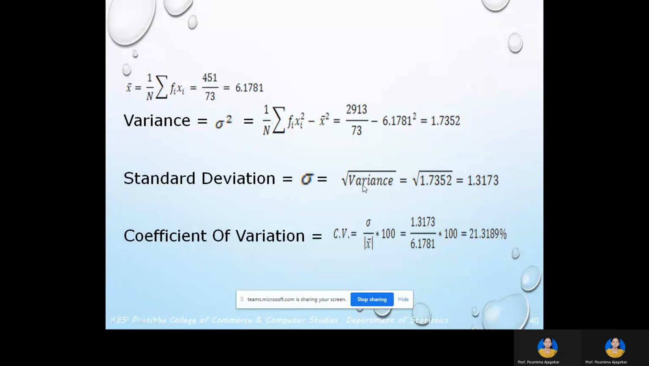And then, as variance is the square of the standard deviation, the standard deviation will be the square root of the variance. So we get standard deviation, square root of variance, equal to 1.3173. And then coefficient of variation CV is equal to standard deviation divided by mod of mean into 100, and we get coefficient of variation equal to 21.3189%.